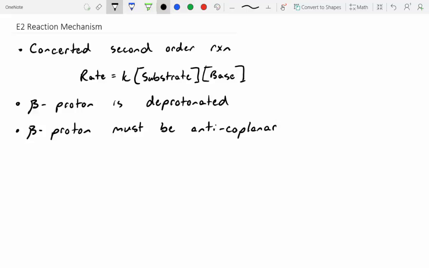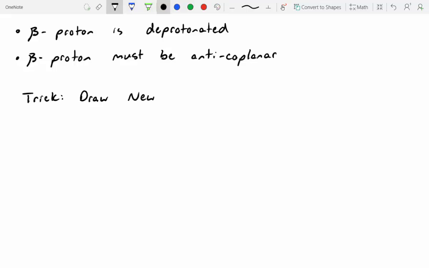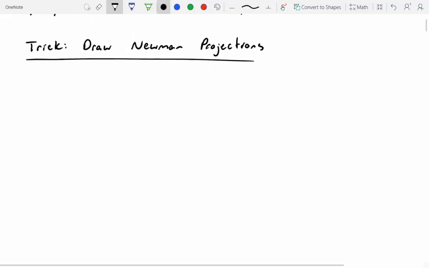You guys remember talking about anti-coplanar and syn-coplanar in the Newman projection section? It's coming back. So let's go ahead and take a look into what I mean by this. And for this example, I'll show you guys how to use Newman projections. And so we'll do a little review.